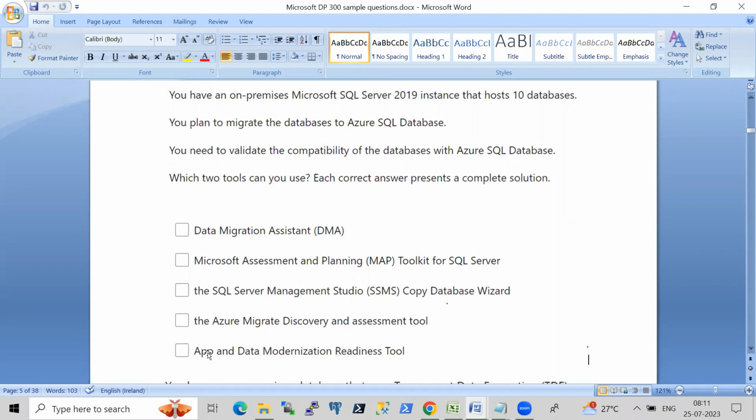The next one is the App and Data Modernization Readiness Tool. No, we are not going to perform any app-oriented services here. We are just concentrating on migration of 10 databases. So we can ignore this option. So the right options are the Azure Migrate Discovery and Assessment tool. It will assess the databases, whether they are compatible or not. And the other one is DMA. So these are the 2 options that I have to go with.